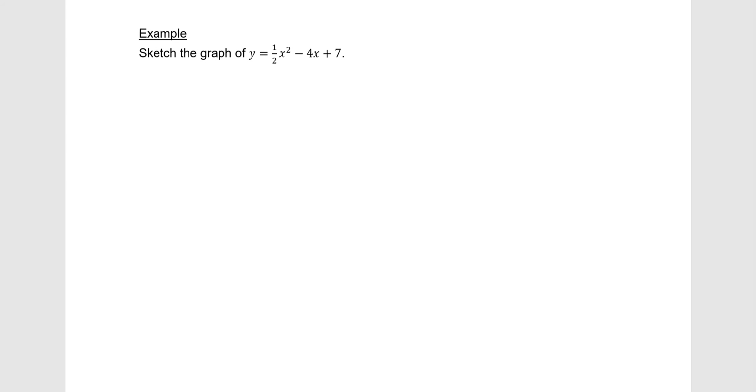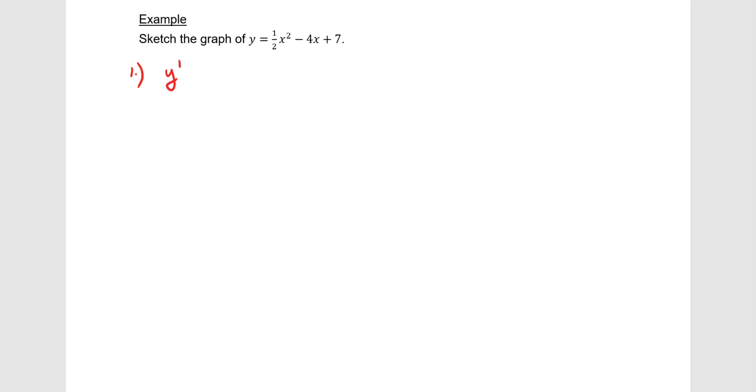We have y equals 1/2 x squared minus 4x plus 7. So first step, let's go ahead and find the first and second derivative. That's going to be y prime is, so power rule, that's going to be x minus 4. Y double prime is just 1. So that one's actually pretty easy. We should also recognize this is going to be a parabola that's opening upward, so it's actually pretty easy to graph this one.